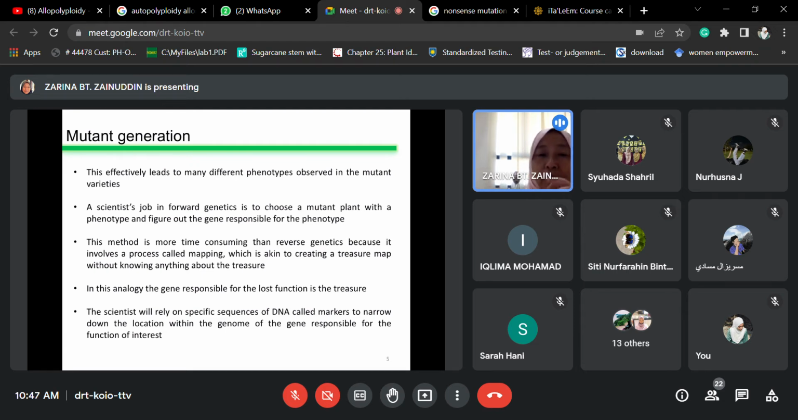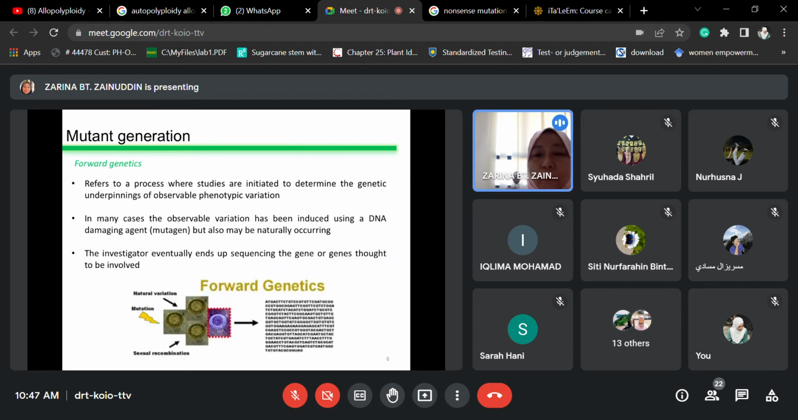Okay, so we rely on specific sequences of DNA called markers to narrow down the location within the genome. Okay, so the next lecture kita akan belajar about molecular markers lah. Alright. Okay, so to give you a clearer idea on what is forward genetics and what is reverse genetics, this is the diagram lah.